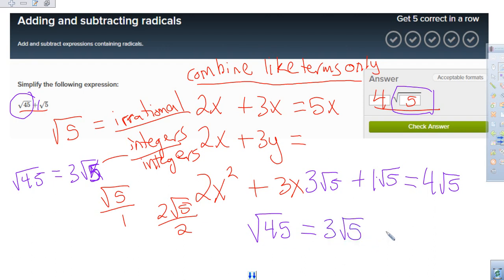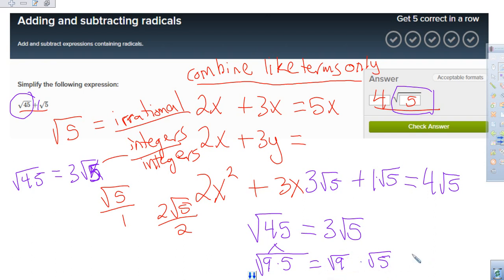Why would that be? Well, let's look at the properties of 45. 45 is also equal to 9 times 5. And if I wrote it as the square root of 9 times 5, because of this power of factoring that I just did, I could say it's equal to the square root of 9 times the square root of 5. So in this case, the square root of 9 is a perfect square.